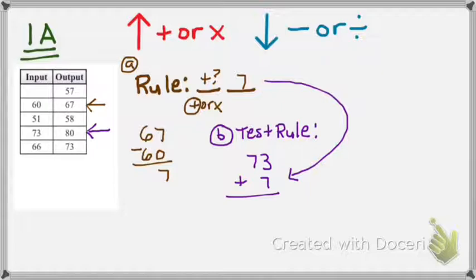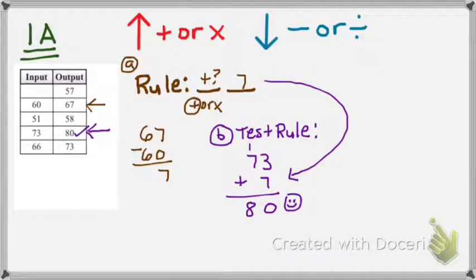So let's see. 73 plus 7. 3 plus 7 equals 10. Put down the 0, carry the 1. 1 plus 7 equals 8. Is my output number 80? Yes, it is. So therefore, I know this is a good rule. The rule is definitely plus 7.